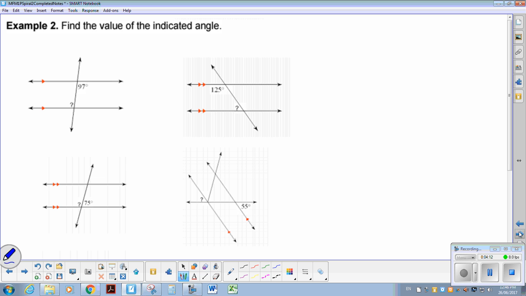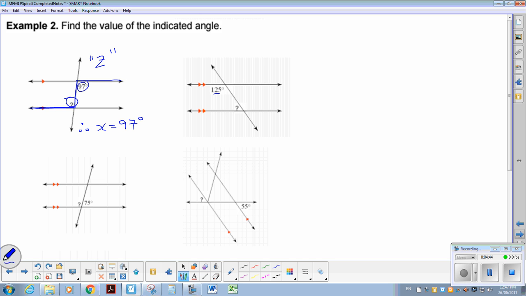The first one here in the top left corner, when we look at this, what pattern do we see? Well, we know that we have parallel lines. If I draw the shape, I see this is actually my Z pattern. With the Z pattern, armpits are equally stinky. Therefore, I'm going to call it x equals 97 degrees. So there's your Z pattern. Next one, the two angles are inside.